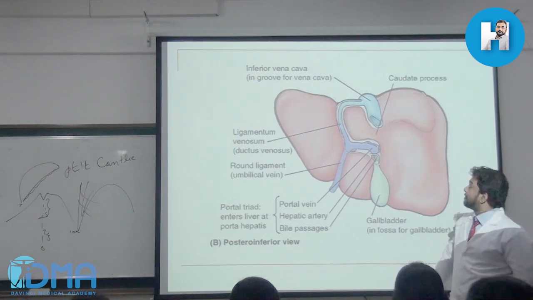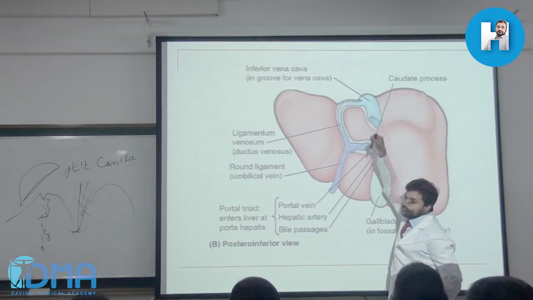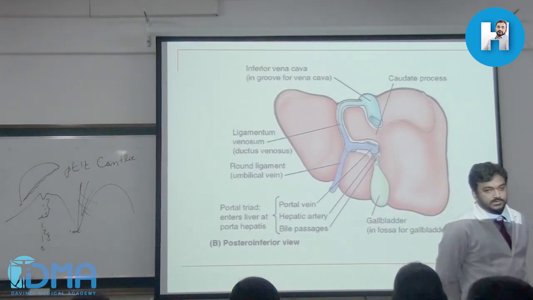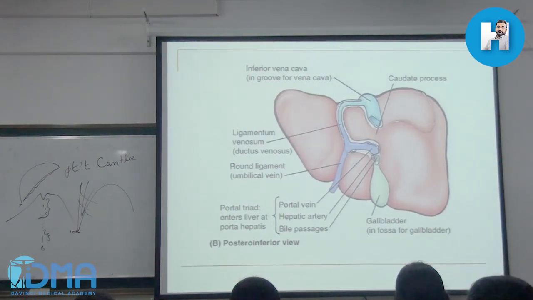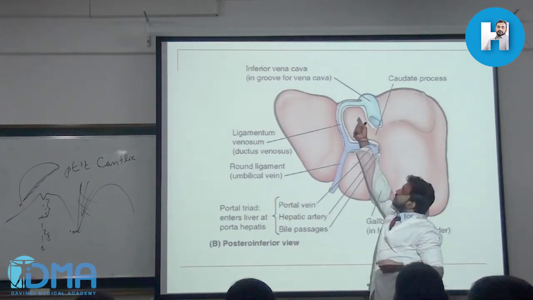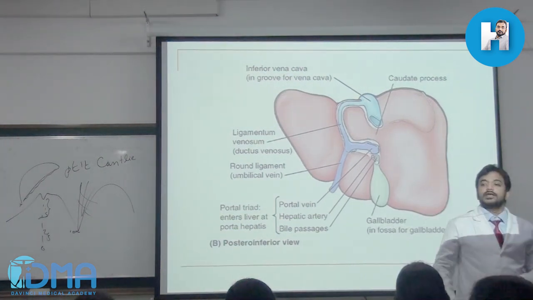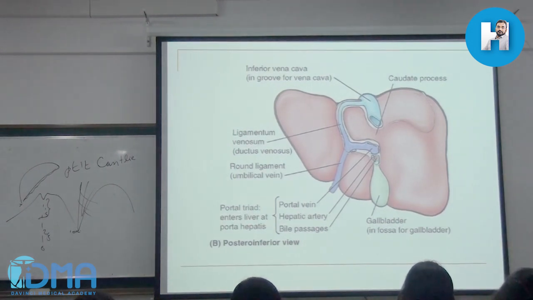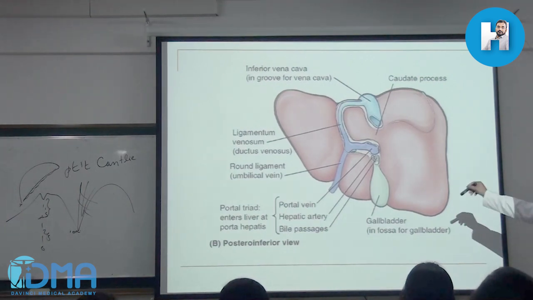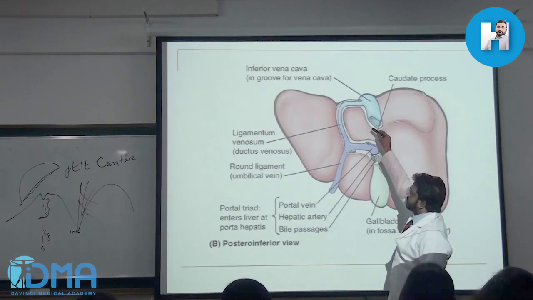Inferiorly you will have the porta hepatis. Upper you will have a small lobe, we call it the caudate lobe. So keep it in mind, cauda means it should come down because it is a tail, but the name is not given because of that. This gives a small process, we call it the caudate process. It looks like a tail, so we kept the name, caudate lobe. Many people are confused between the caudate lobe and the quadrate lobe.